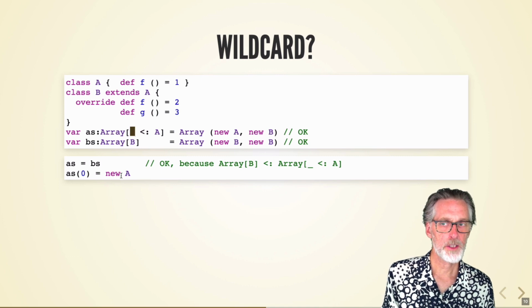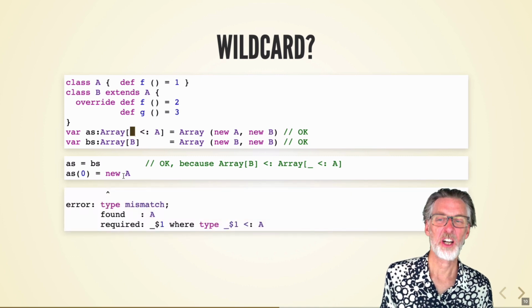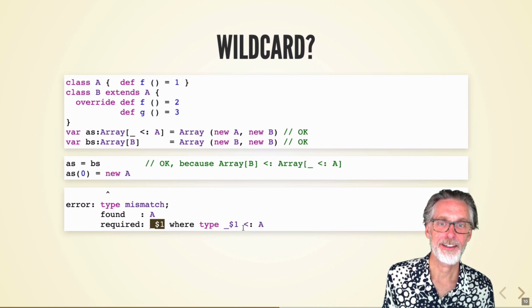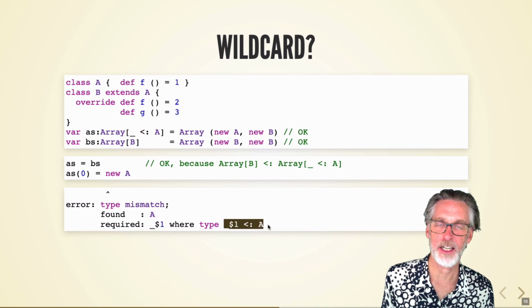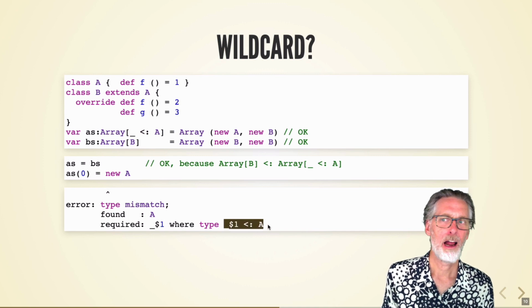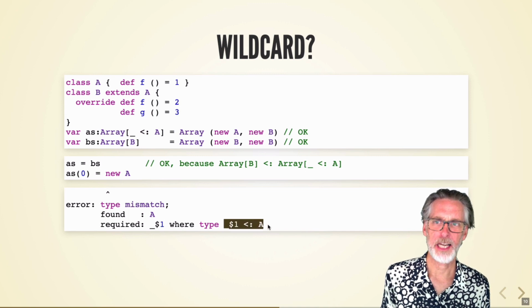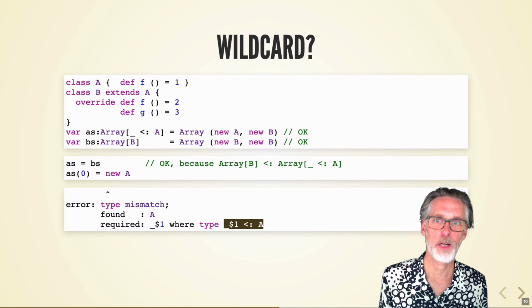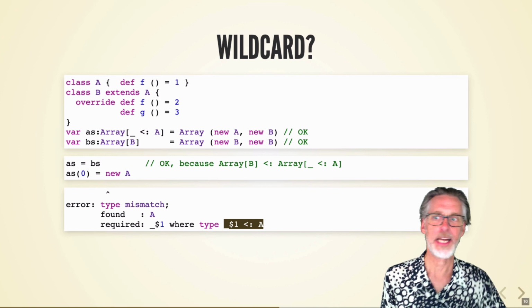We can treat that array like an array of animals. However, when we try to put something in it, we'll get an error. What's the error going to say? Well, it says, I found a mismatch. You gave me an A, but I want $1, where $1 is some specific kind of animal. And note that I don't have a way to create a $1 thing. I don't even know what it is. In fact, no one knows what it is, and that's why you can't create it.